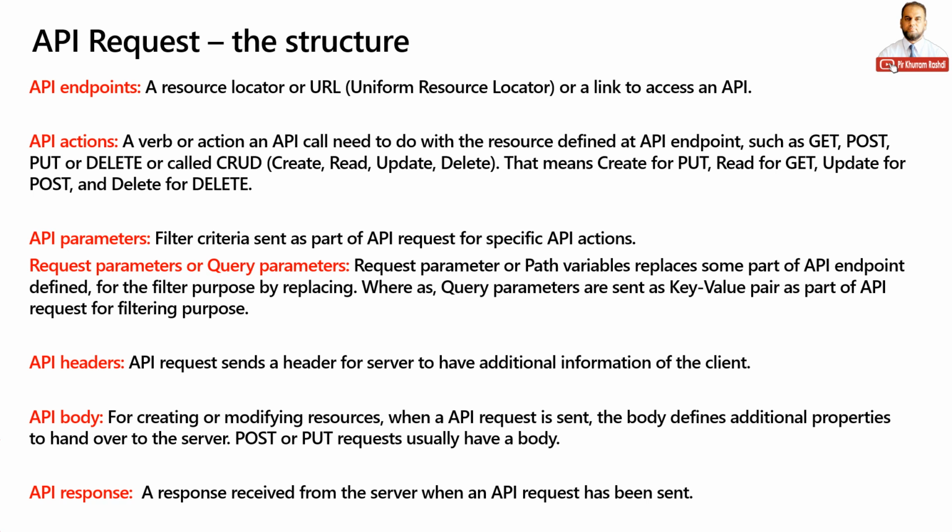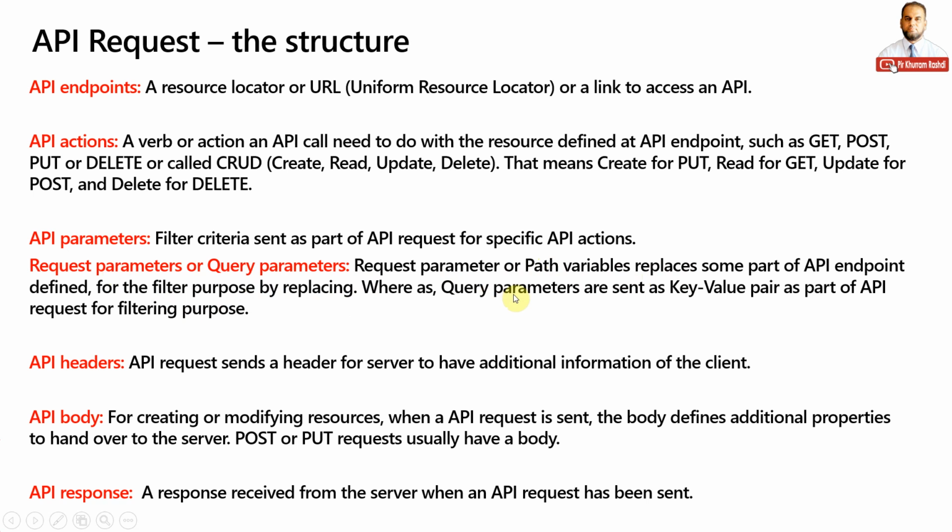API parameters are filter criteria that are sent as part of an API request for specific API actions. We will see this in a demonstration also, while accessing the OData API from D365 Finance and Operations. Then request parameters or query parameters are subtypes of API parameters. Request parameters are nowadays called path variables in the Postman tool. Basically, they replace some part of the API endpoint defined for filter purposes.